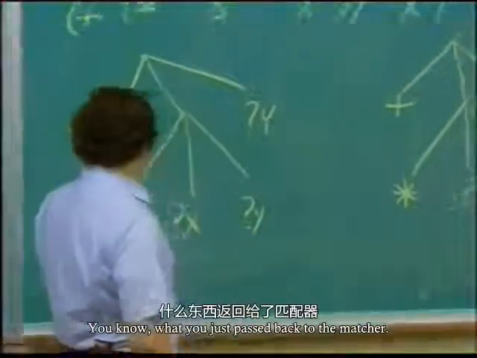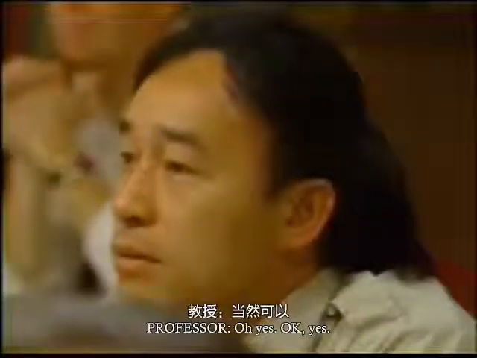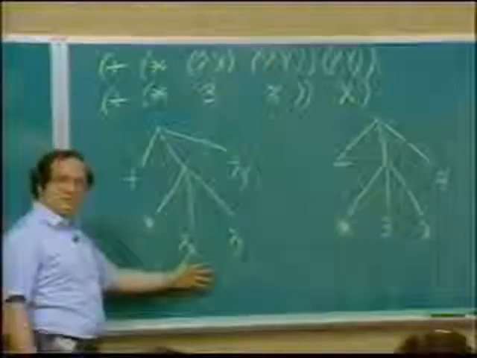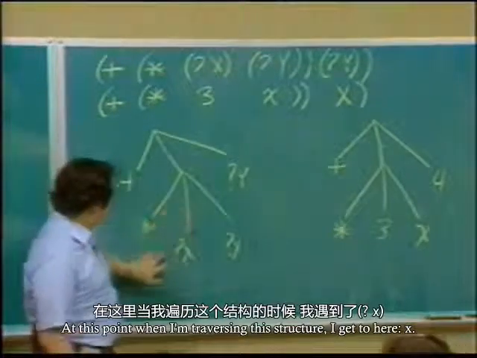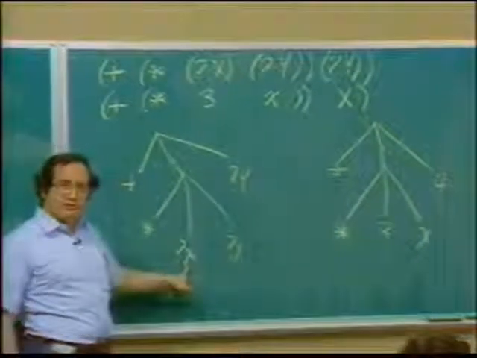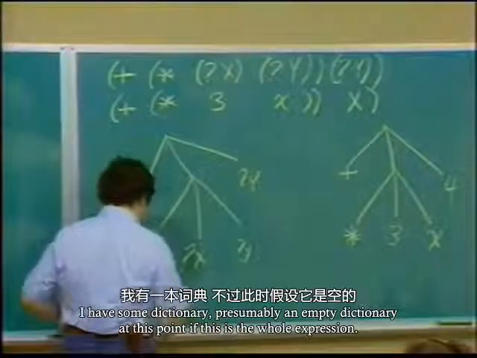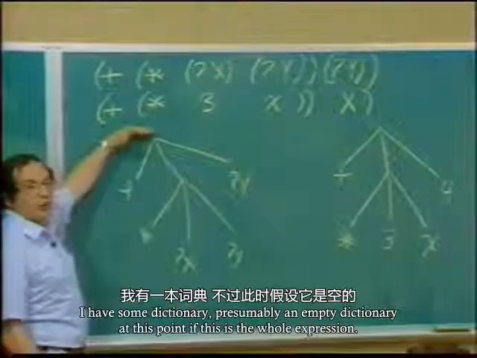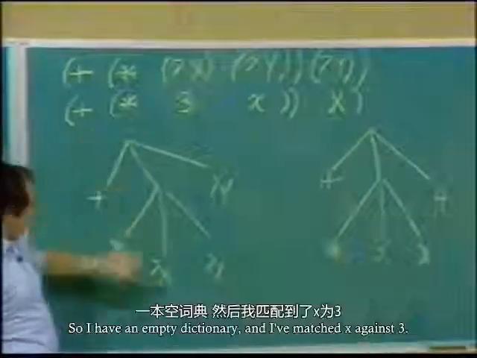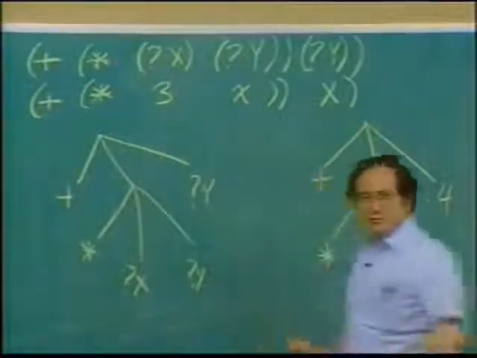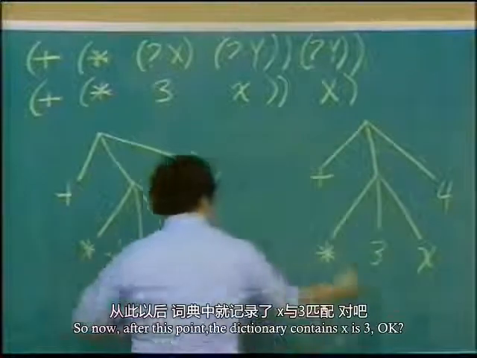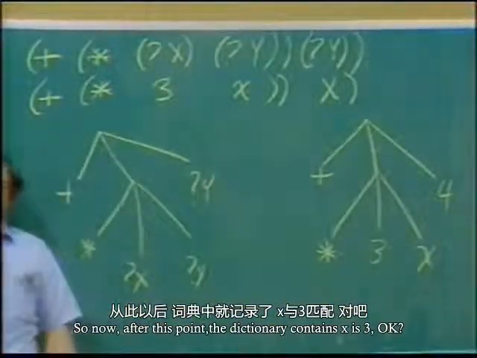You know, what you just passed back when you do the match? Yes. You're looking at this example. At this point, when I'm traversing this structure, I get to here, x. I have some dictionary, presumably an empty dictionary at this point, if this was the whole expression. So I have an empty dictionary, and I've matched x against 3. So now, after this point, the dictionary contains x is 3.